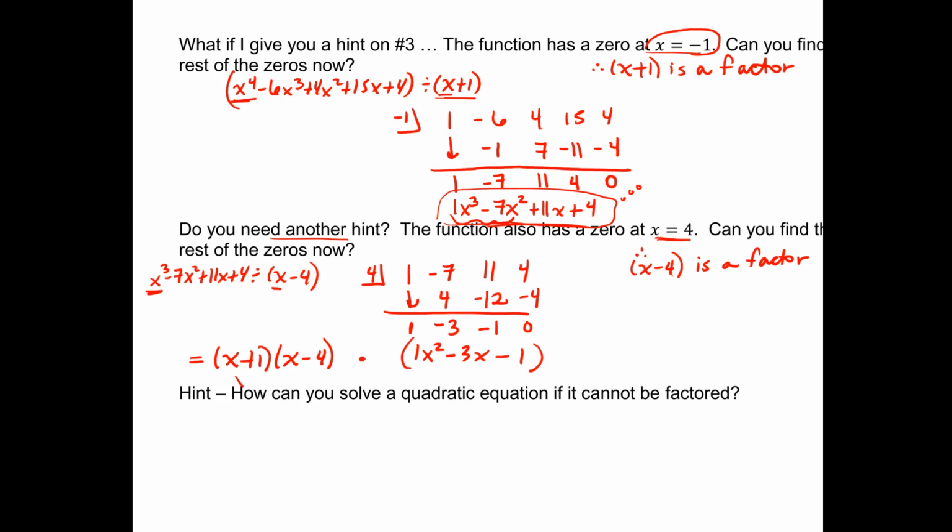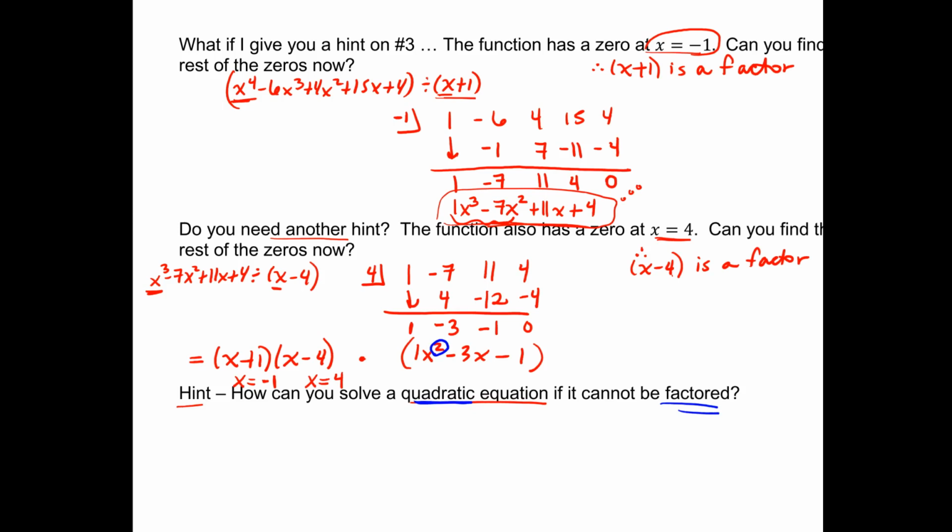So we know that we have zeros of -1. We know we have a 0 of 4. Can I factor this guy here to find the other zeros? No, it's not factorable. So here's your last hint. How can you solve a quadratic? Notice it's a quadratic because it's a squared, if it cannot be factored.